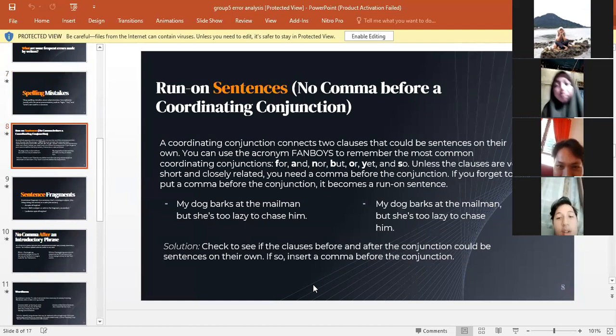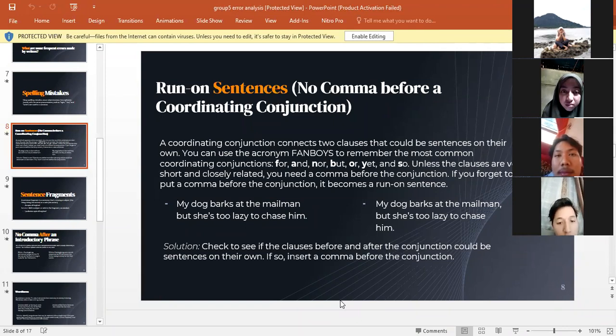Run-on sentences, no comma before a coordinating conjunction. A coordinating conjunction connects two clauses that could be sentences on their own. You can use the acronym FANBOYS to remember the most common coordinating conjunctions. FANBOYS is F for for, A for and, N for nor, B for but, O for or, Y for yet, and S for so. Unless the clauses are very short and closely related, you need a comma before a conjunction. If you forget to put a comma before the conjunction, it becomes a run-on sentence.